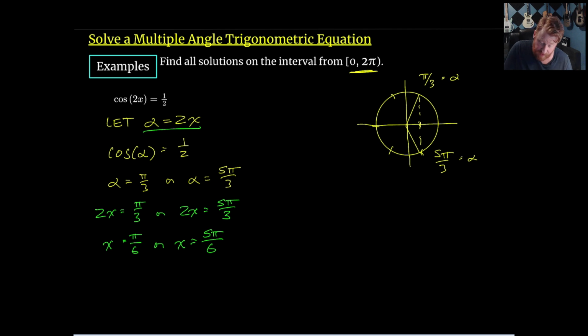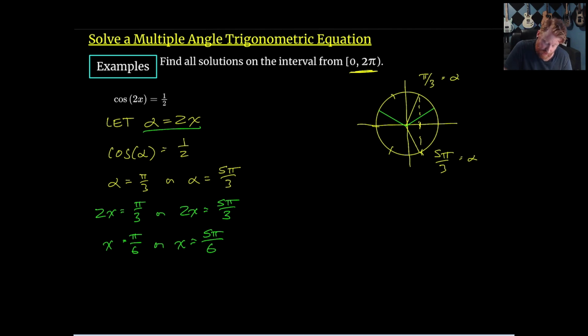So there's a couple of angles, and of course, pi over 6 lives over here, and so it makes sense that when you double that, you end up at pi over 3. And then if we're at 5 pi over 6, which is over here, it makes sense that when you double that, you end up at 5 pi over 3. So 5 pi over 6 is about around there.